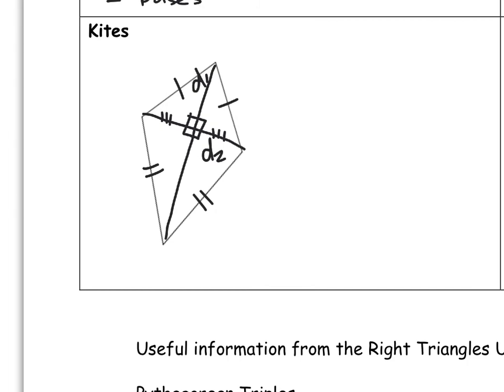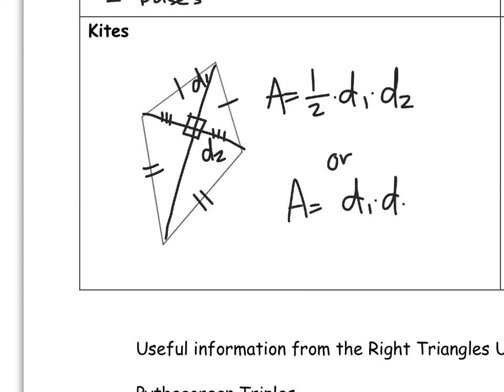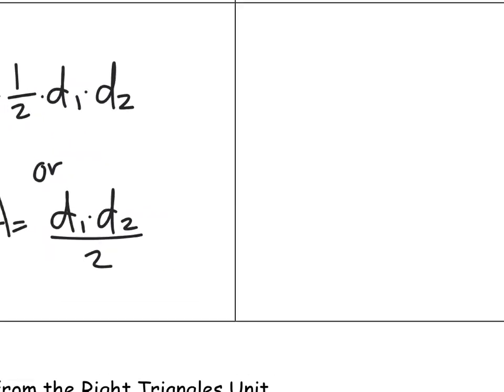All right, so the area formula for a kite is 1/2 times diagonal 1 times diagonal 2. It's the same as a rhombus, and that's because a rhombus can be considered a kite. All right, the other way you could write this means the same thing as diagonal 1 times diagonal 2 divided by 2.